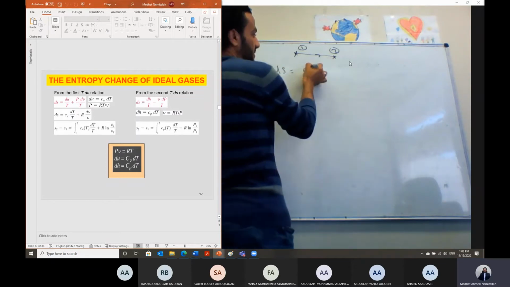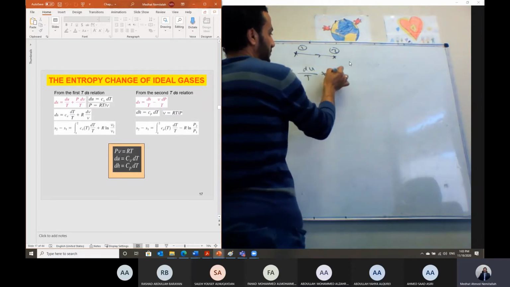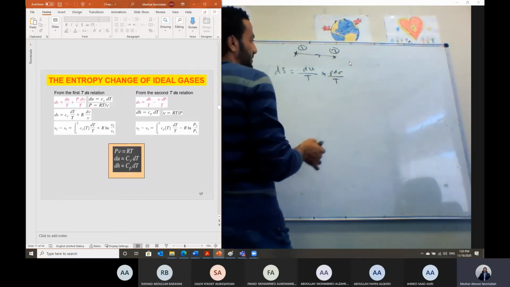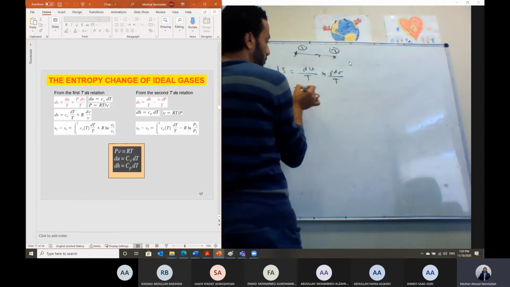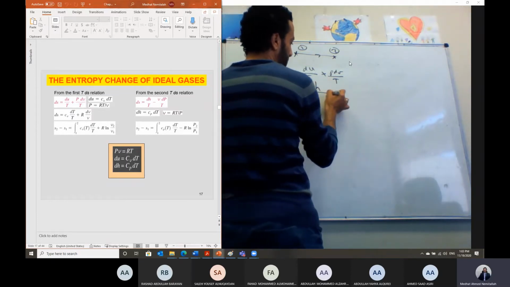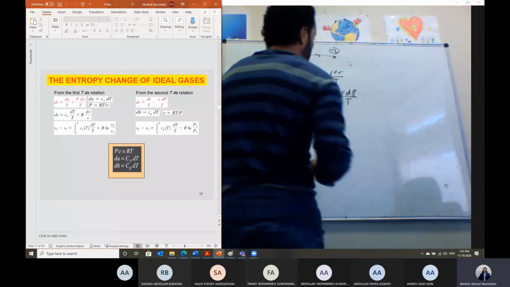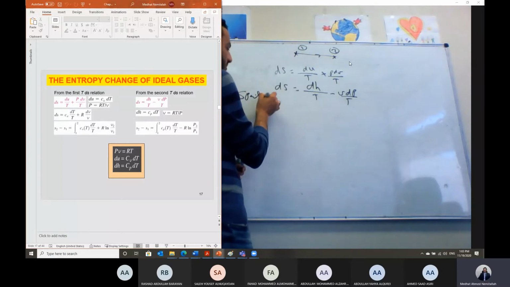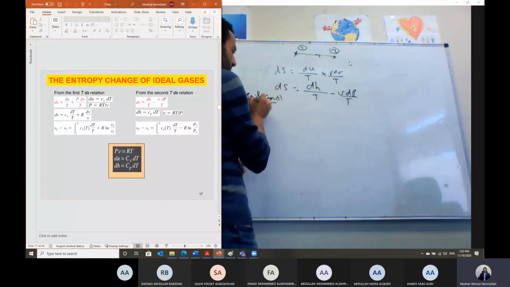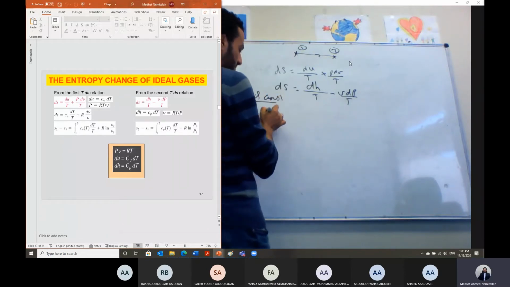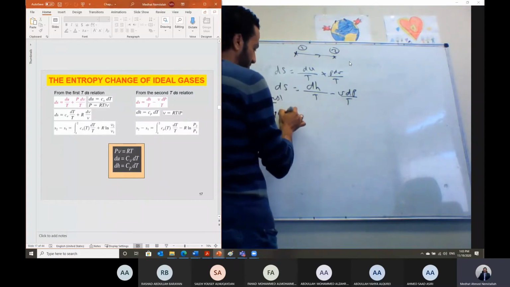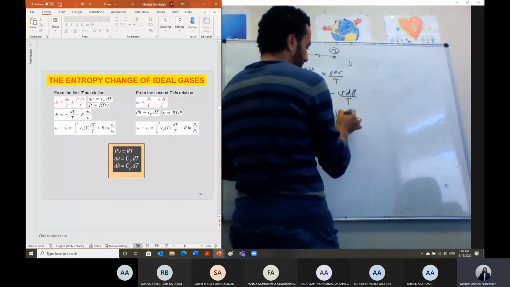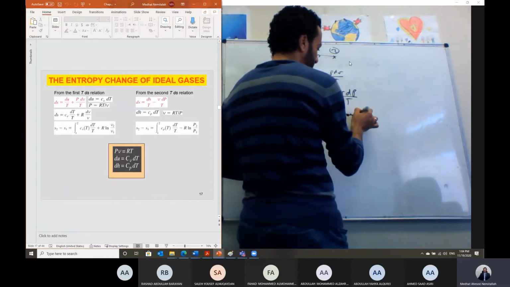The first relation: delta S is a function of delta U over T plus P dV divided by T. And the second relation for delta S, we have developed as a function of the enthalpy, delta H over T plus V dP divided by T. And we have considered some special cases. We have considered the first case, when we have liquids or solids, or in general we can call it incompressible substance.